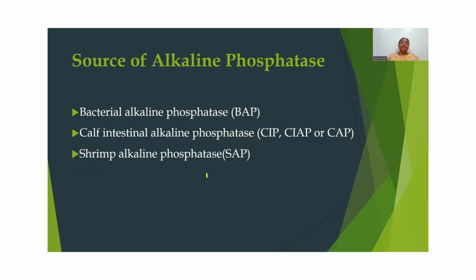Now going to the next one, the source of alkaline phosphatase. Alkaline phosphatase can be isolated from bacteria, that is from E. coli, and it is called bacterial alkaline phosphatase. It may be isolated from the calf intestine, called calf intestinal alkaline phosphatase, or it can be isolated from shrimp, and that's why it is called shrimp alkaline phosphatase.